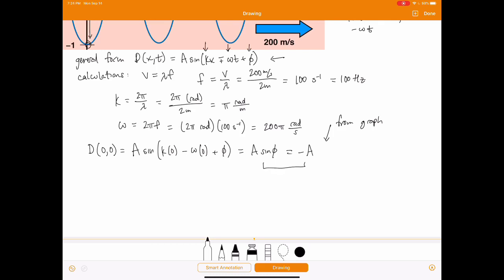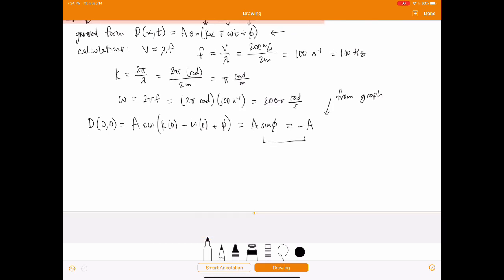So I have sine phi is equal to minus 1. And what angle solves this for us? Well, phi is equal to, we could write this in two ways, minus pi over 2 or 3 pi over 2. Let me actually go into a little bit more detail on that.